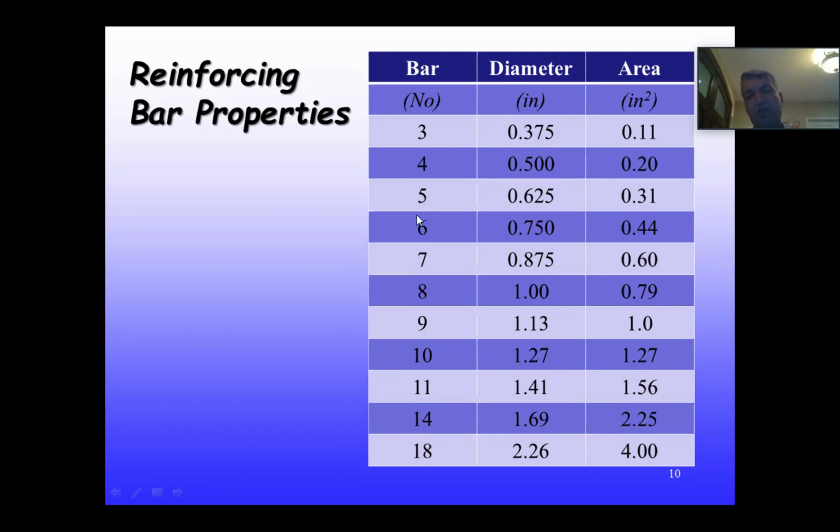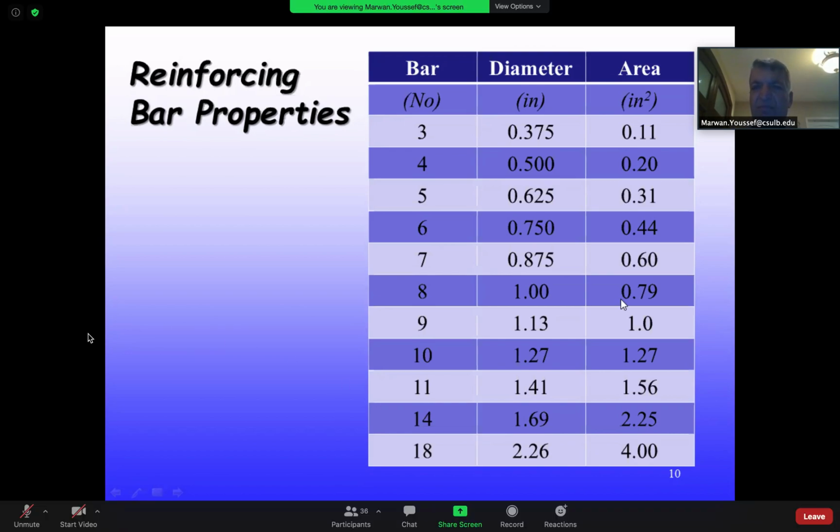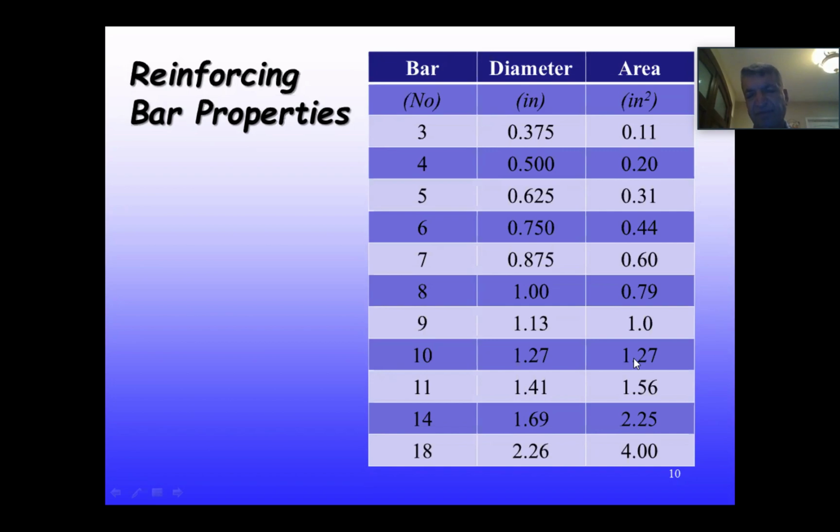But this is it. So anyway, number 6 bars, the diameter of it is 6/8, which is 0.75 inches. The area is 0.44. Okay, so don't try to calculate the area from here, because if you have the diameter, you can calculate the area of a circle. But no, go to the table and get this number. This is more accurate. Okay? If you don't have it, then yes.